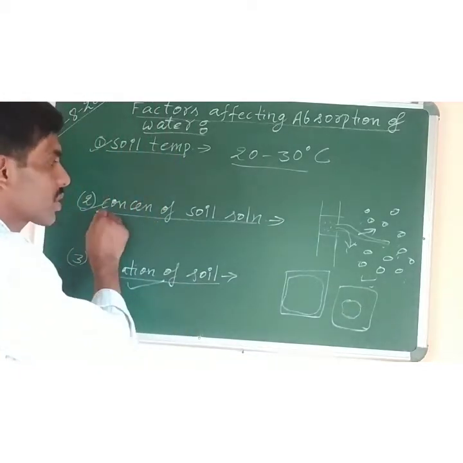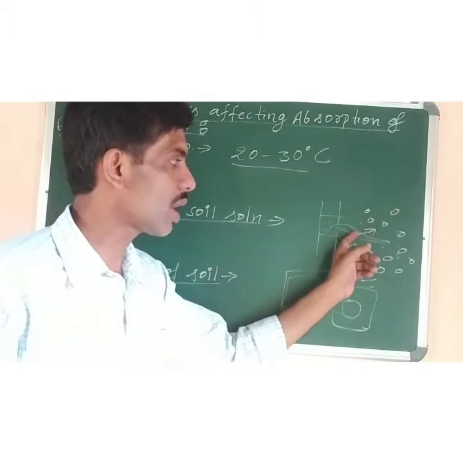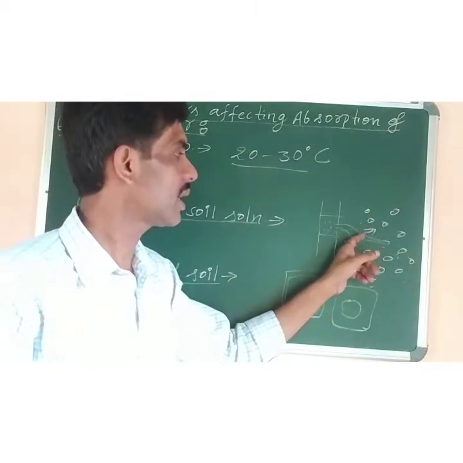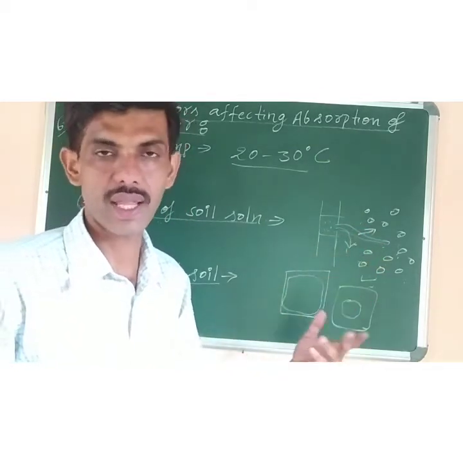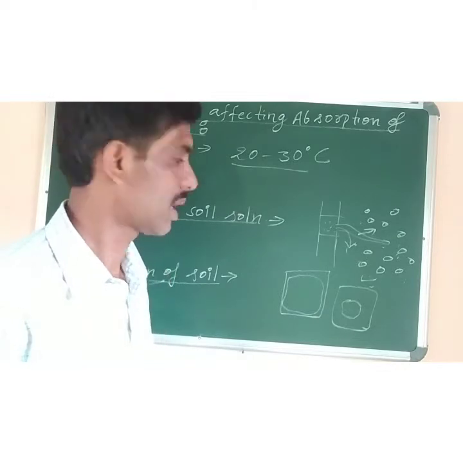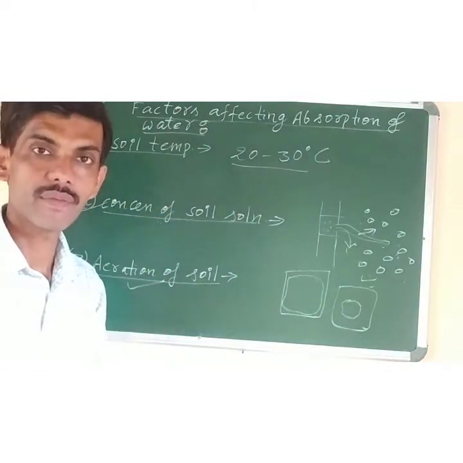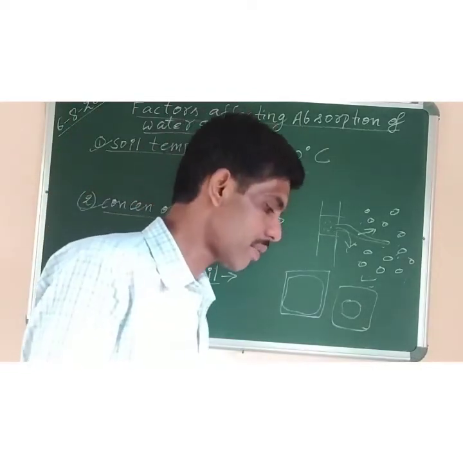Then the second point is concentration of soil solution. If the soil solution is highly concentrated, it can result in loss of water from the root hair cells, which will cause plasmolysis and death of the plant cell. And third one is aeration of soil. Well aerated soil helps to increase the absorption of water and minerals.